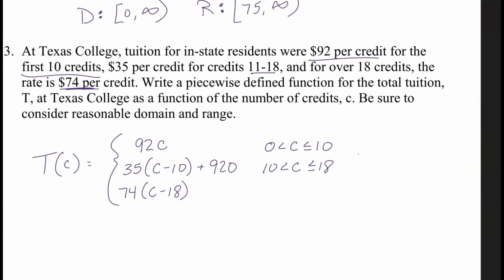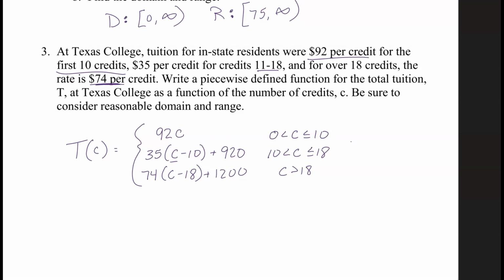So 18 minus 10 is 8. Let's see. 35 times 8 is 280. Adding on the 920 for the first 10 credits. So that's $1,200 for the first 18 credits that I also need to add on to my bill. And this is only for credits bigger than 18. So this is my piecewise function. This is what I end up with. This is also crazy cheap for credits. Try adding another 0 to all these numbers.